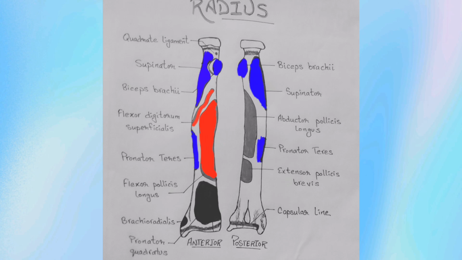Pronator teres. This muscle inserts onto the rough area in the mid portion of the lateral surface and pronates the forearm. Abductor pollicis longus originates from the middle third of the posterior surface and abducts the thumb. Extensor pollicis brevis. This muscle originates from the lower part of the posterior surface and extends the thumb.